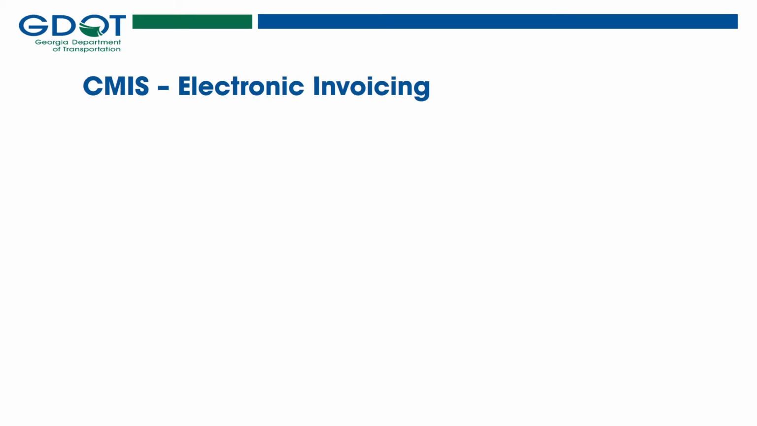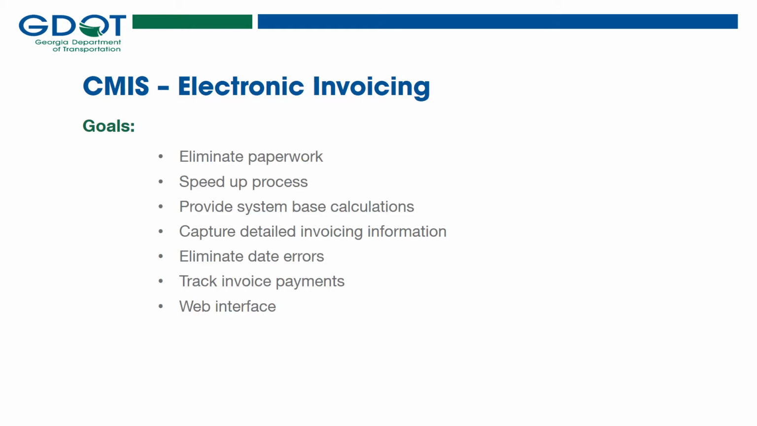CMIS electronic invoicing. A few goals the department would like to achieve while using CMIS is to eliminate the amount of paperwork that we currently have with our invoicing process. We would like to speed up the payment process to the local sponsors. We would also like to decrease the amount of time it takes for GDOT to review the invoices for a quicker payout. We would like to provide system-based calculations, capture detailed invoicing information, eliminate date errors, and track invoice payments.